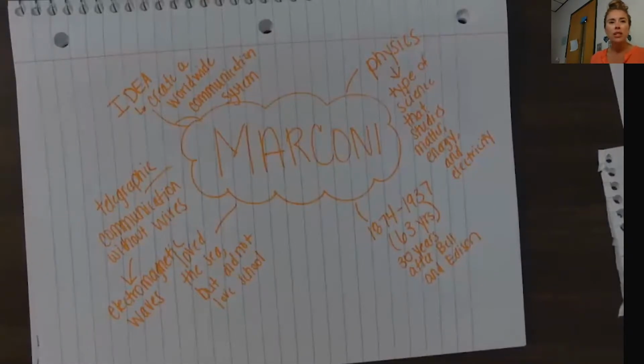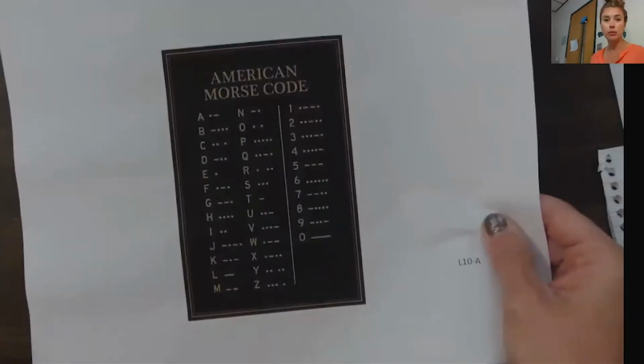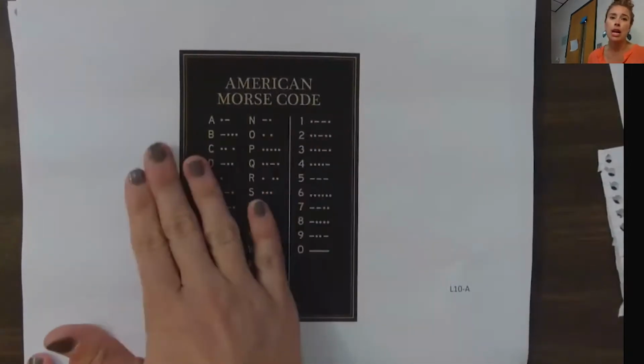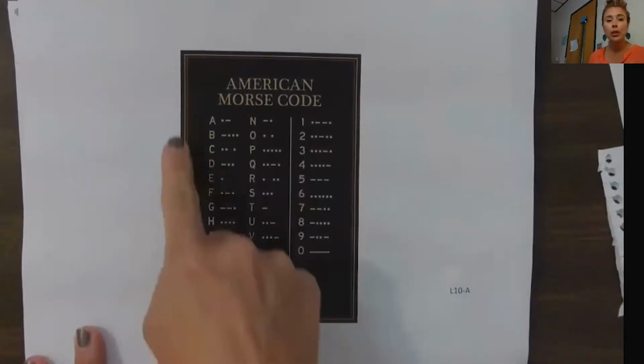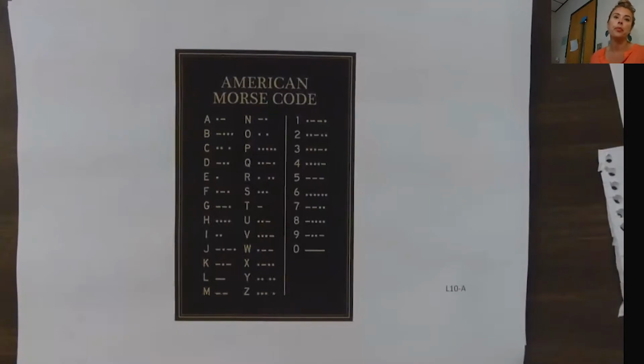Okay, what did Marconi actually do? Something that no one had ever done before. Yes, he figured out how to send an actual Morse code without using wires. Wow. You remember it from our last lesson, right? Remember, the Morse code looks something like this. A series of dots and dashes that correspond with letters in the alphabet.